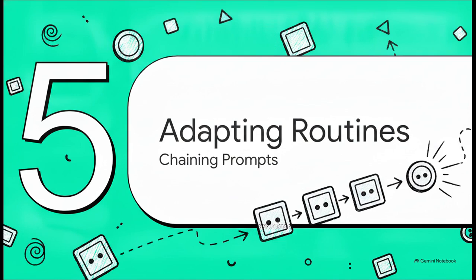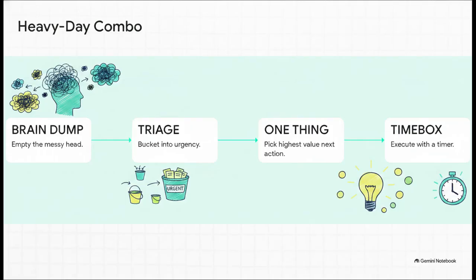Section 5, adapting the routines. Okay, so individual buttons are great, but chaining them together, that creates real power. Take a look at the heavy day combo. On an incredibly overwhelming day, you literally just press these 4 buttons in sequence. Brain dump to empty all your messy thoughts into the AI. Triage to have it explicitly bucket what is urgent. One thing to pinpoint the single highest value action. And time box to start the clock. You go from absolute panic to highly focused execution in a matter of seconds.